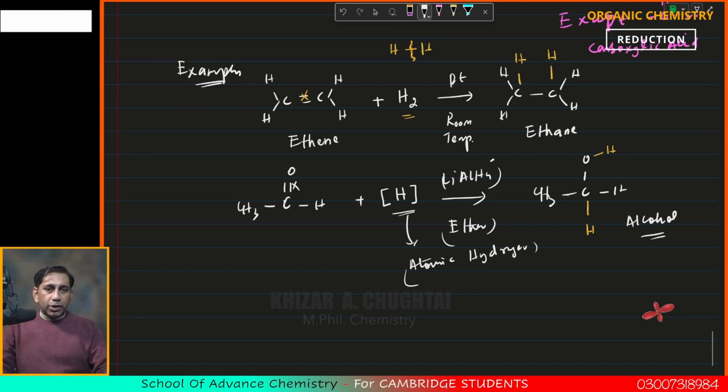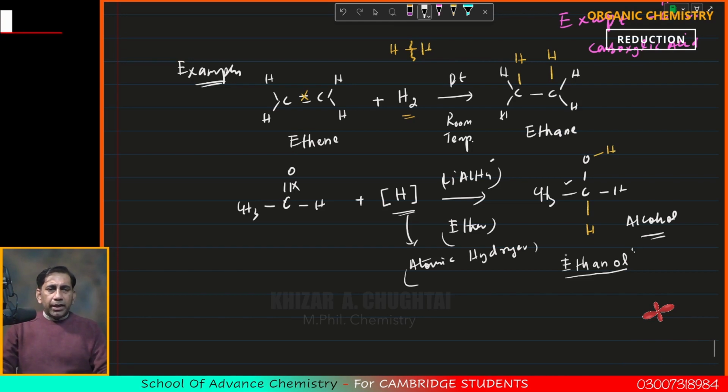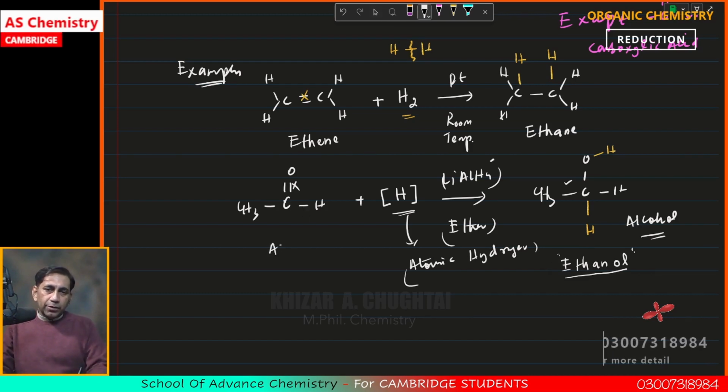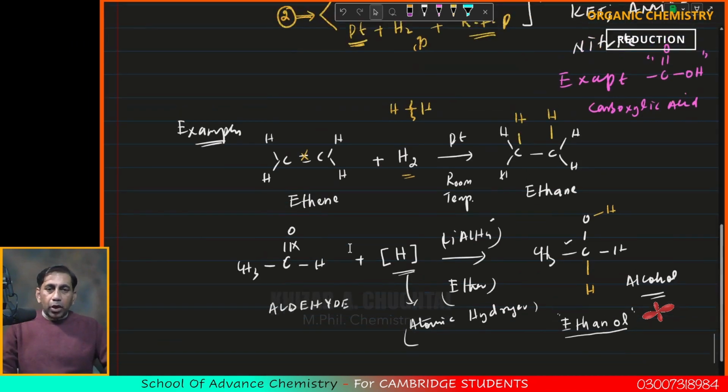So what is its name? There are two carbons. Two carbon names start from eth. Carbon-carbon single bond, you will write an, but you will not write the e, and here you will write ol. Ethanol. In case of two carbons, there is no need to write one or 2. So whenever aldehydes are reduced, they are changing directly into ethanol. Boom, khatam. Now come towards the ketone.